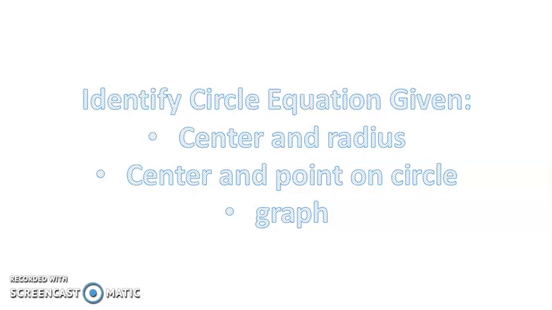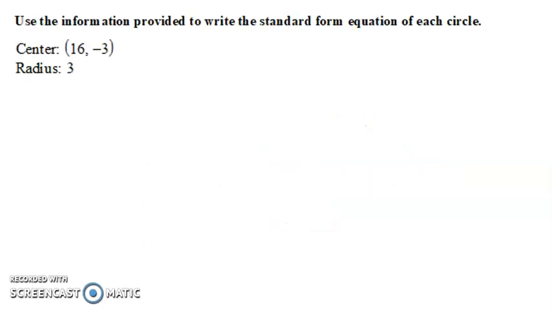Alright, so in this video I'm going to give you an example of how to identify the circle equation given the center and radius, the center and a point on the circle, and if you're just given the graph. So the first thing we're going to do is, what if we're given the center and the radius? This one is the most straightforward. We're always looking for the center and the radius whenever we're trying to identify the equation of the circle.